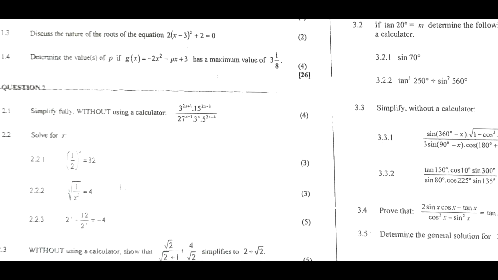Now let us move on. Question 2, 2.1, we are required to simplify fully without using a calculator. 2.2, we need to solve for x, 2.2.1 up to 2.2.3, as you can see. 2.3, without using a calculator, we need to show that √2/(√2 + 1) + 4/√2 simplifies to 2 + √2.